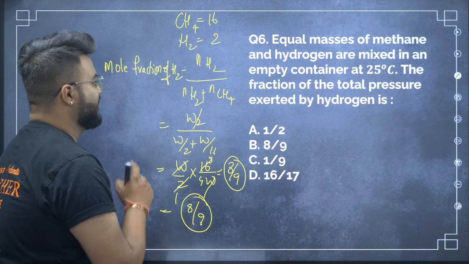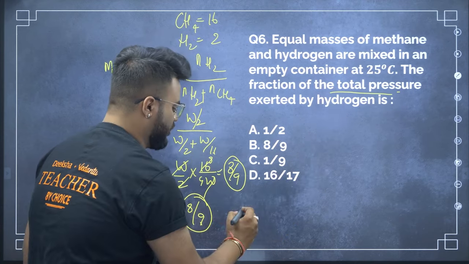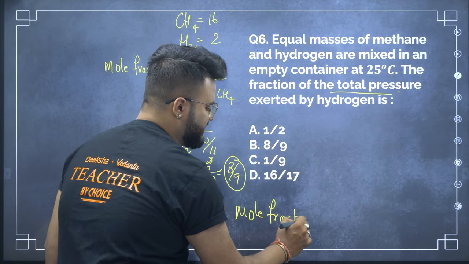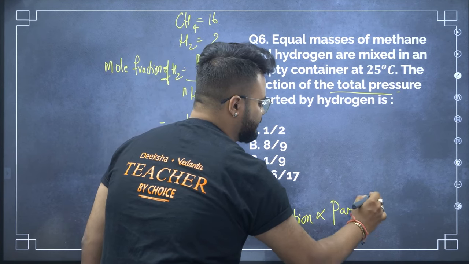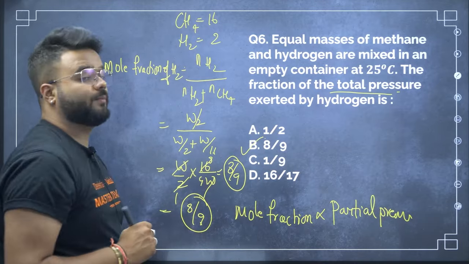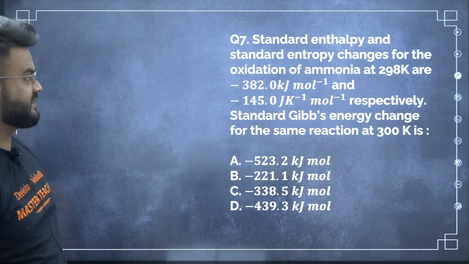But we know that mole fraction is directly proportional to the partial pressure, okay? Mole fraction is directly proportional to the partial pressure. Therefore, your correct option will be option B, that is 8 by 9. Now, coming back to question number 7.